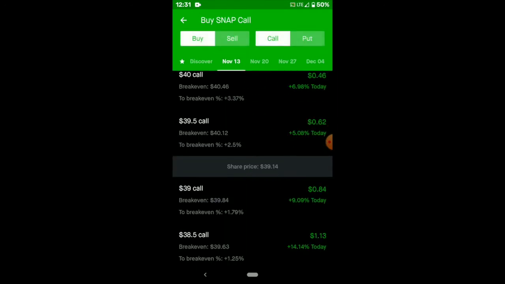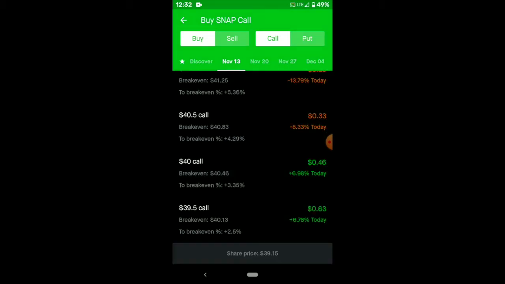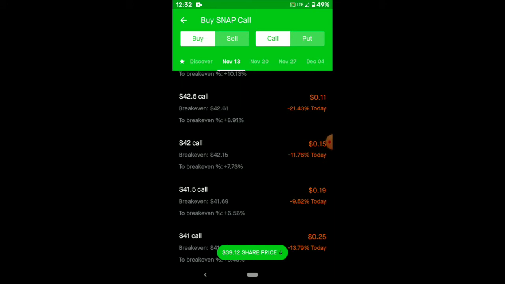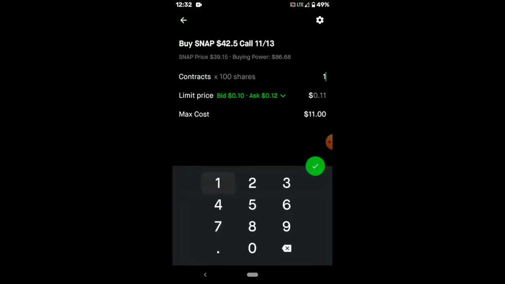I say you can always start with $10 and you always go for the closest expiration date. What the expiration date means is when the contracts expire, and you can no longer buy or sell any more contracts. If we go up here, we'll see a $42.50 call for what looks like 11 cents, but is actually $11. And so when we put one here, we'll see $11.